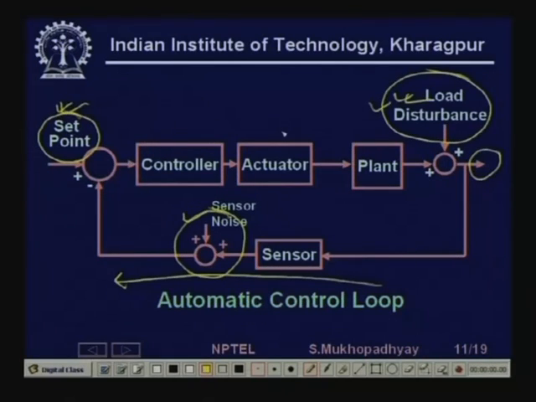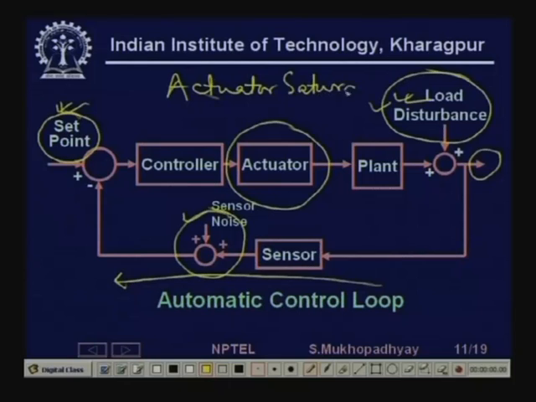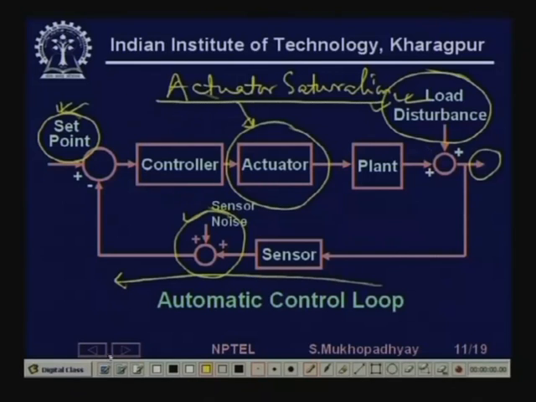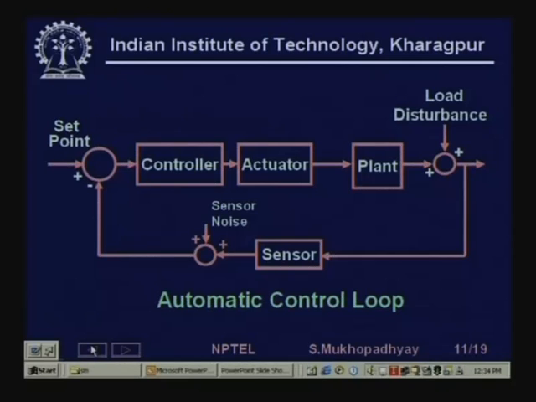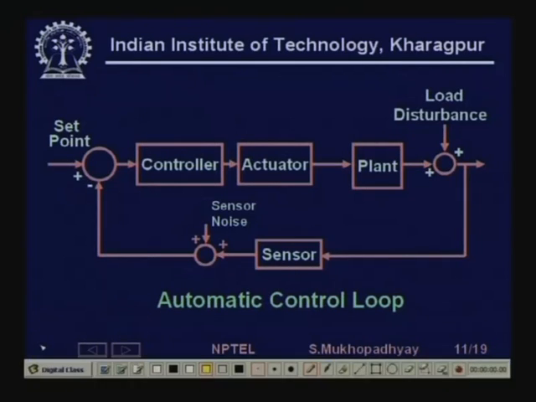For example, one of the things that happens very regularly is actuator saturation. That is, the actuator cannot drive enough input into the plant as the controller wants. Actually, the controller makes unreasonable demands on the actuator, and the actuator cannot give. So it is because of these things that the control problem is not elementary, and you have various kinds of difficulties. Having said this, let us look at the various kinds of things that you find in an industrial controller.